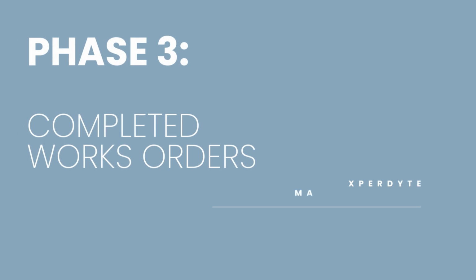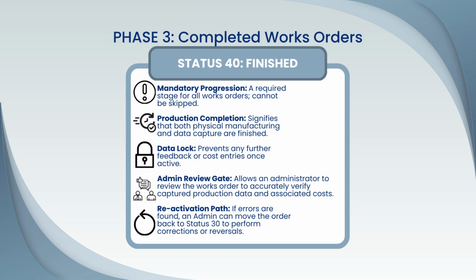Phase 3. Completed works orders. Status 40. Finished. This is a mandatory status through which a works order must progress. It signifies that physical production is complete, and data capture, actual costs and production feedback, is complete. On this status, the works order will prevent any further feedback capture. It is essential that while the works order is on status 40, it is reviewed by an admin, who will confirm that data capture is accurate and correct.